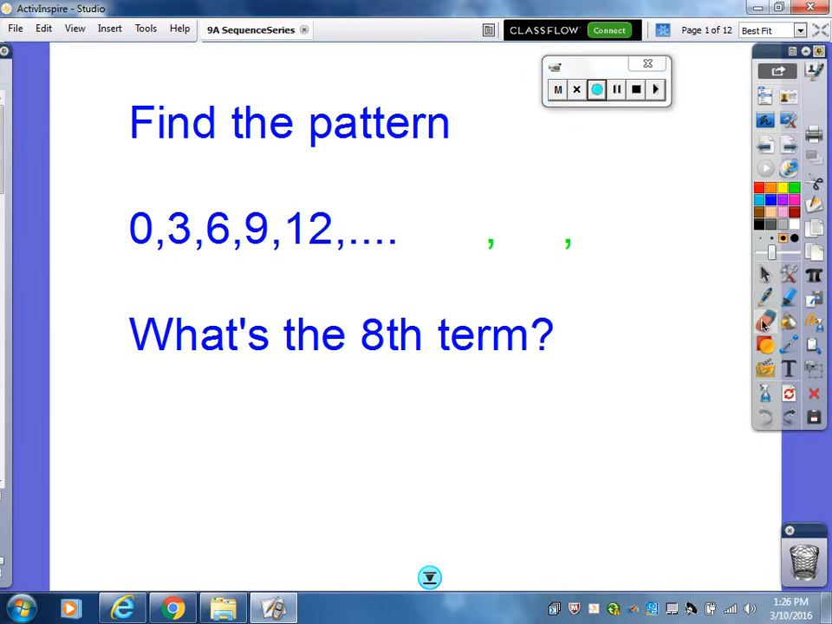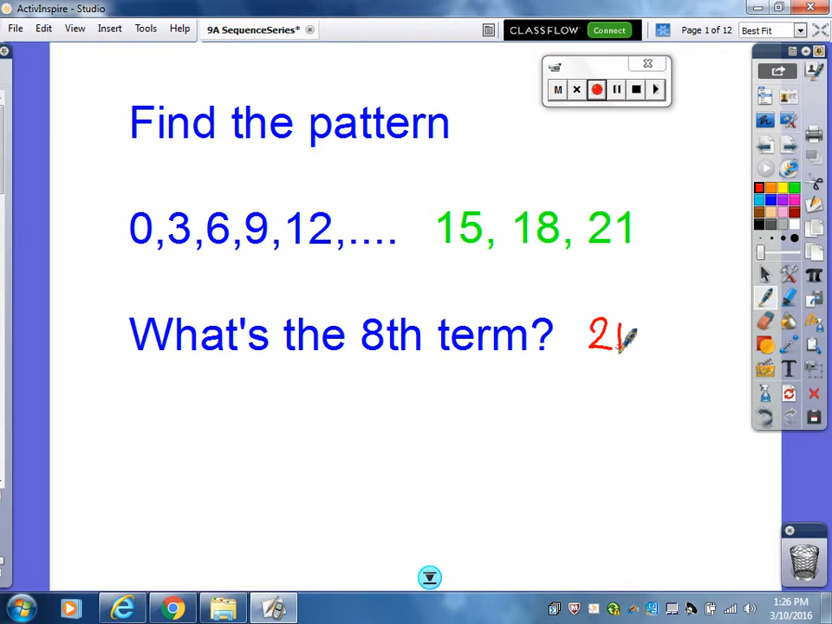Alright, so our next term would be 12 plus 3, which is 15. 15 plus 3 is 18. And 18 plus 3 is 21. Alright, so the 8th term, this is the 1st, 2nd, 3rd, 4th, 5th, 6th, 7th, and 8th term. So the 8th term would be 21. So this is kind of what we're going to be looking at in this lesson today.